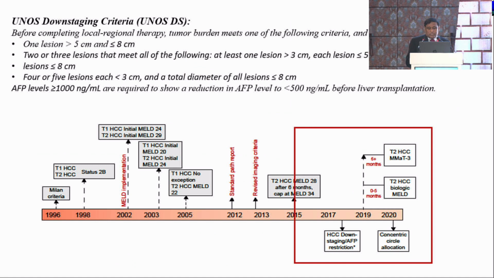And in the United States, it's constantly evolving, and we accept downstaged patients for transplant after waiting for 6 months with a higher MELD score. However, there are certain criteria for downstaging. If you see one lesion, 5 to 8 centimeter; 2 or 3, none more than 5 centimeter, and total 8 centimeter; 4 or 5, none more than 3 centimeter, total 8 centimeter. And AFP is very important. If it is more than 1,000, you have to bring it down to less than 500 before you think of putting them on the transplant list.